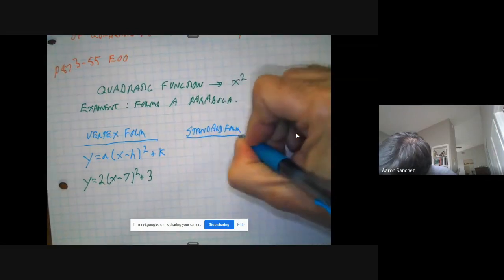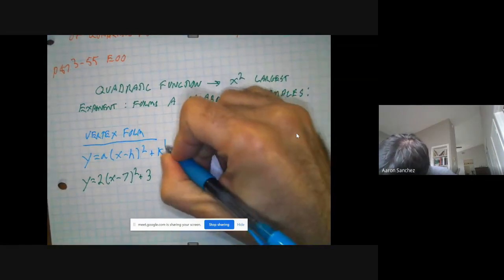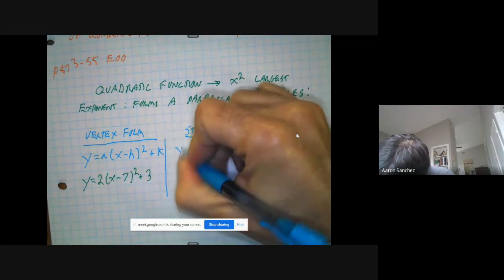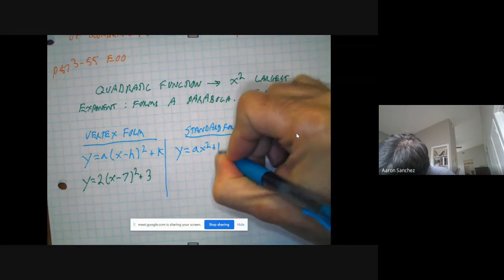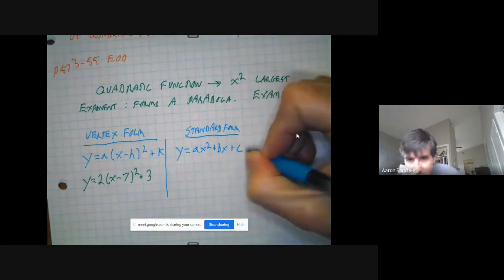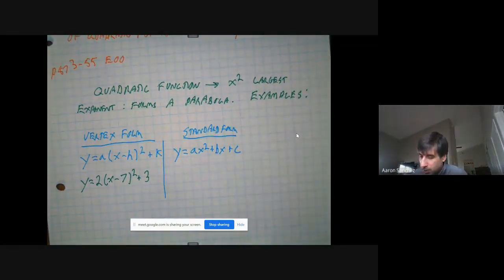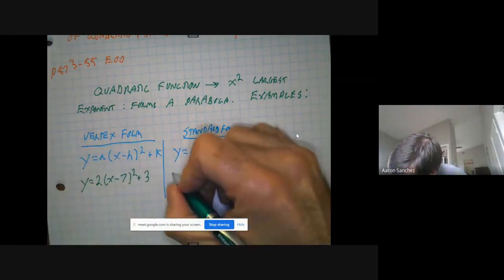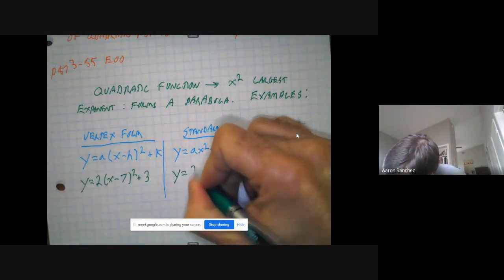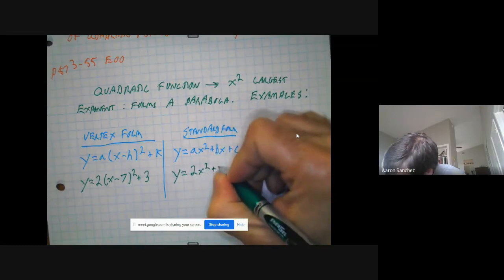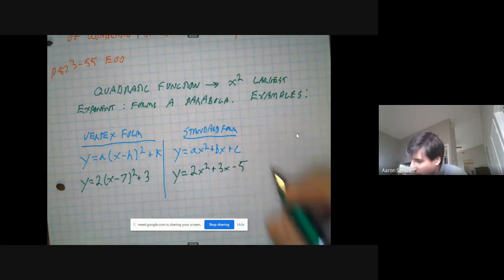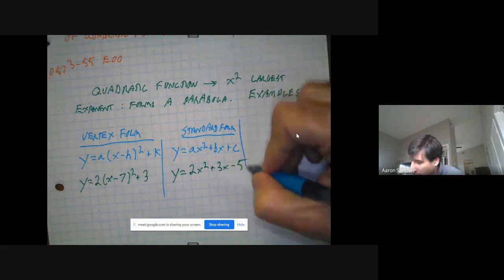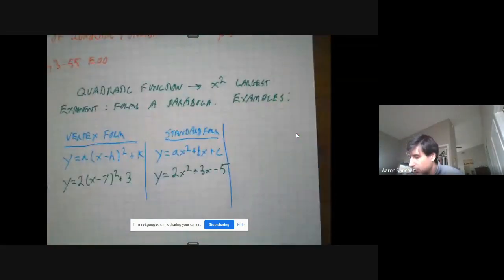Standard form, which would be y equals ax squared plus bx plus c. Or with numbers, make sure you write all of these down. Y equals 2x squared plus 3x minus 5. Okay, that would look like a quadratic function in standard form. You've seen all these before. Anyone know what the last one is?